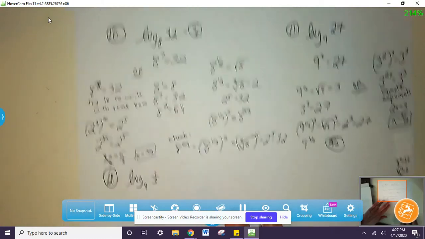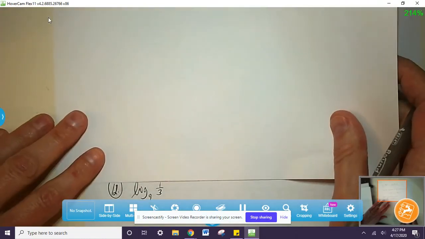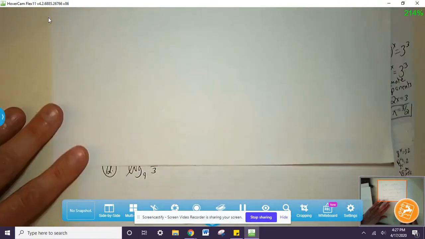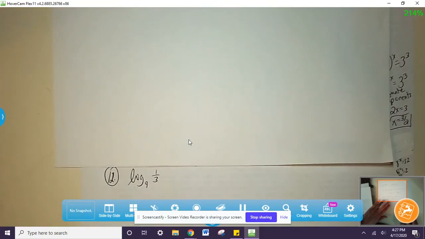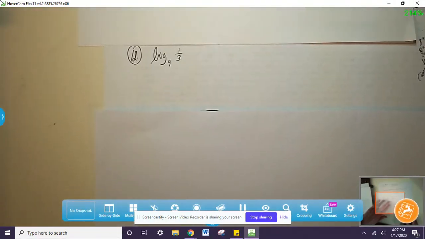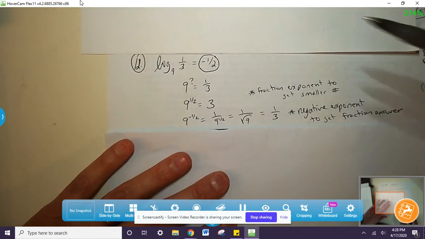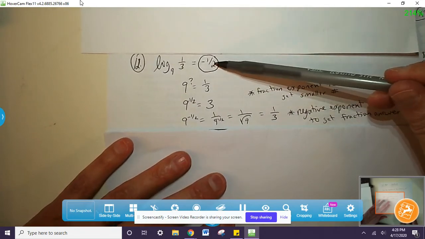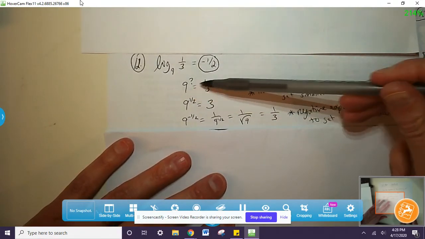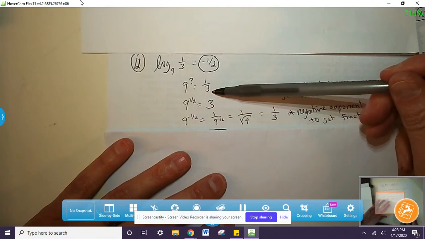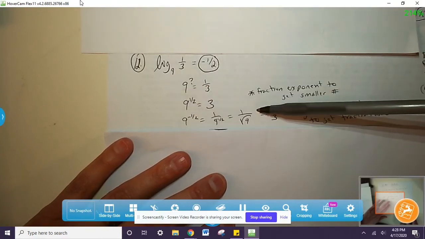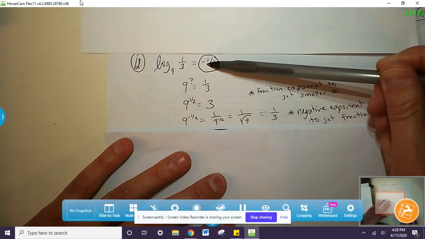Next problem is log base 9 of 1/3. Take a moment and try that. The answer you should get is -1/2. This may not happen instantly in your head. You might go through a thought process, and you can write down as little or as much work as you need to. Some people might get this immediately in their heads.